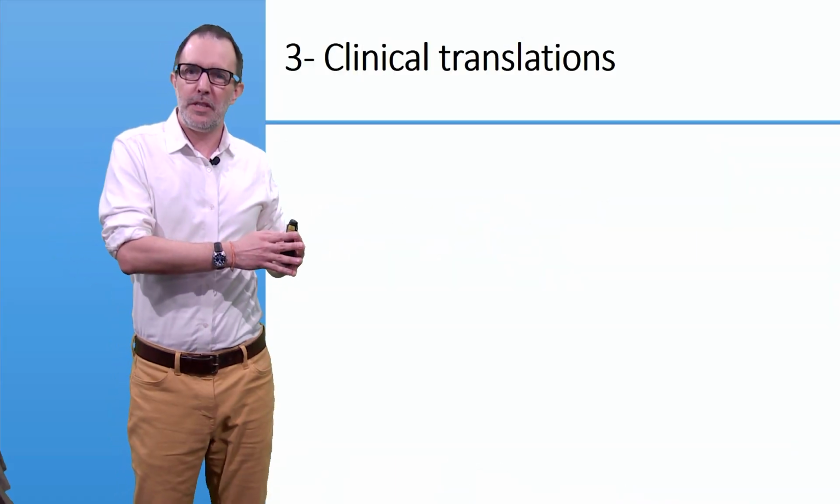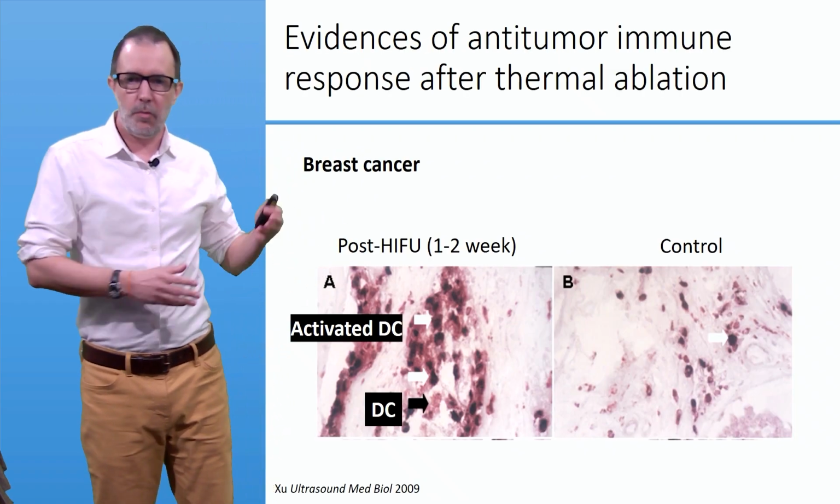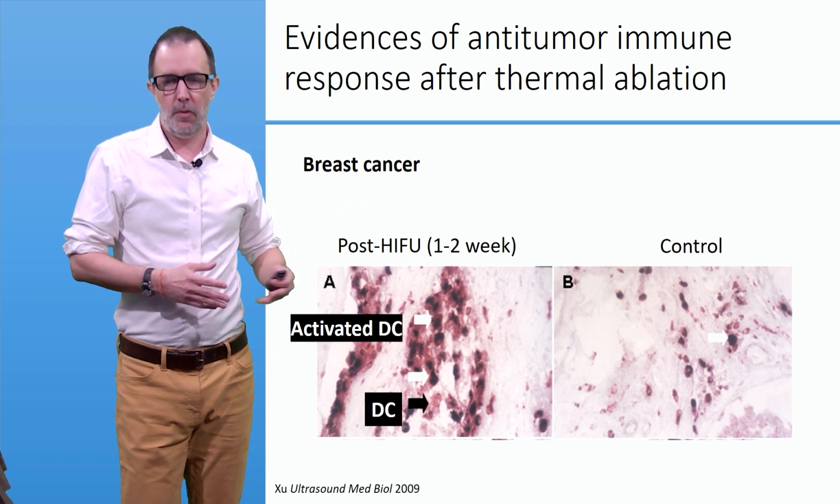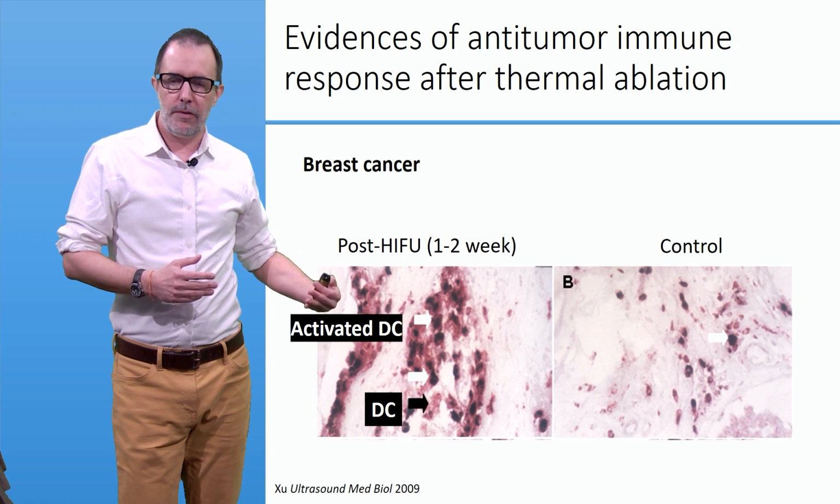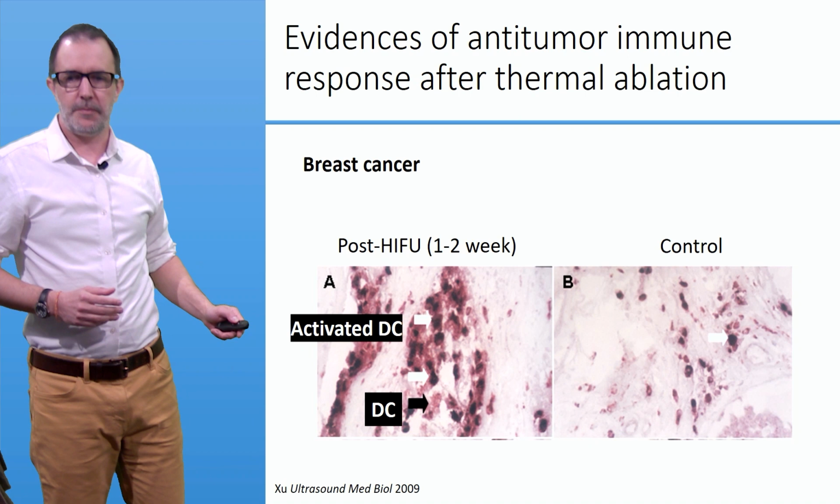So how does this all translate into clinical settings? Example number one, breast cancer, histology one to two weeks after HIFU, and you can see, compared to control on the right, increased infiltration of dendritic cells and especially activated dendritic cells.